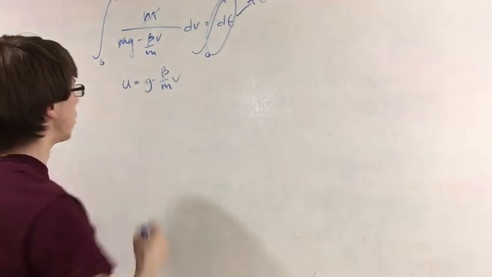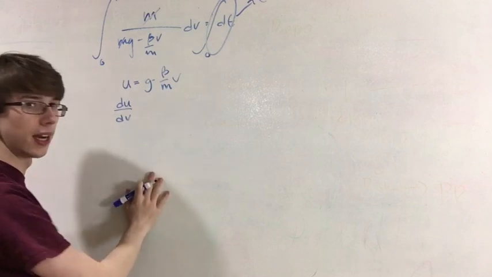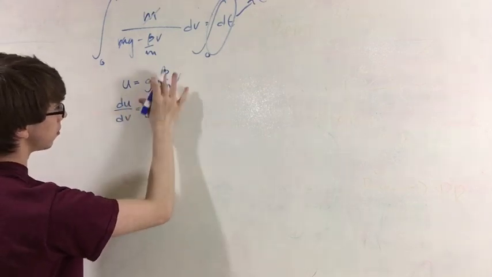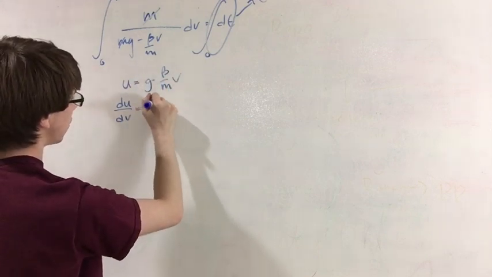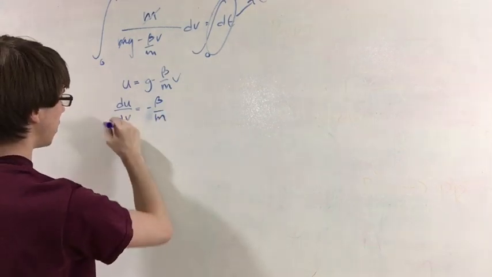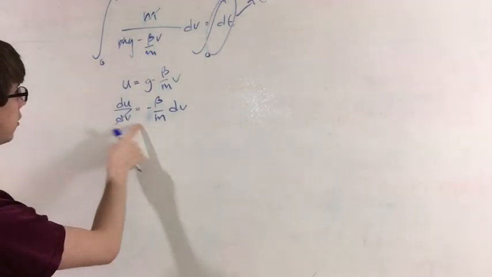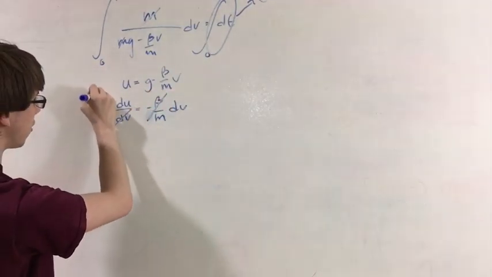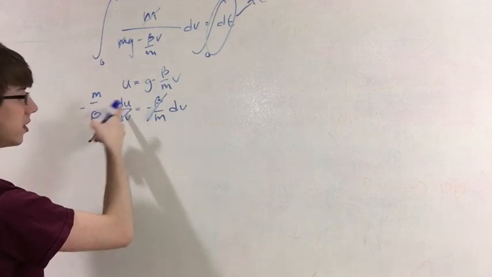Take the derivative of both, du over dv, right? Take the derivative of u with respect to v. That's going to be g, well, the derivative of g is 0, so that g cancels out. We're left with negative beta over m, okay? Multiply both sides by dv. And now you have du is equal to negative beta over m dv. Multiply both sides by negative m over beta. And dv is equal to negative m over beta du.